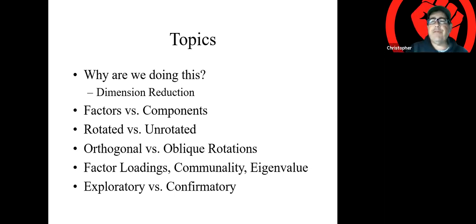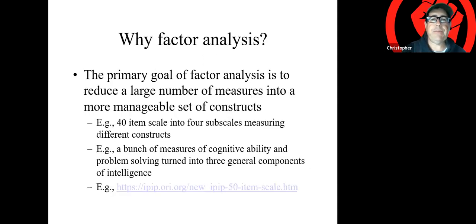We'll have a lot of different definitions today. We'll talk about factors versus components, rotated and unrotated factor solutions, orthogonal and oblique rotations. We'll talk about some of the main statistics we'll deal with, which are factor loadings, communalities, and eigenvalues. And then we'll talk a little bit at the end about exploratory versus confirmatory factor analysis.